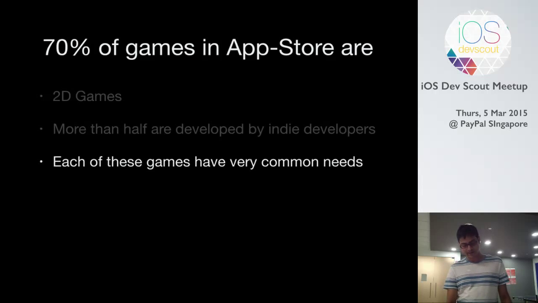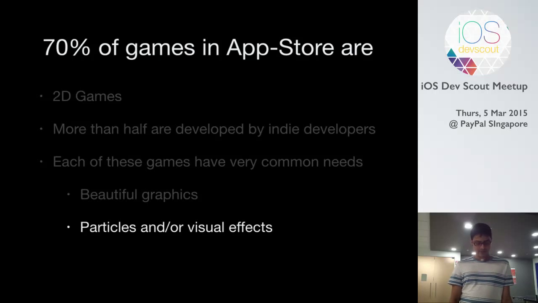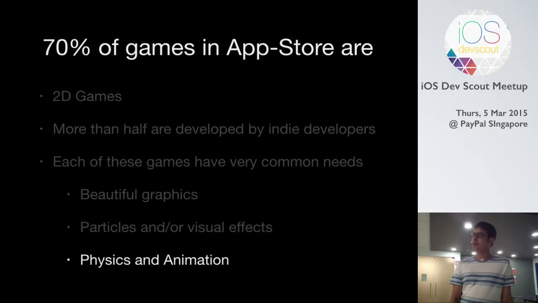And each of these games, they have very common needs. They obviously need beautiful graphics, need to find a good designer. Or if you don't know any designer, there are ways you can get game assets from different sites. Or you can simply build games using just text. I'll show you later how. And you need obviously some kind of visual effects, some kind of particles in your game. And you need physics and animation depending on the game. For example, Angry Birds is a physics based game. It's being built using Box2D.